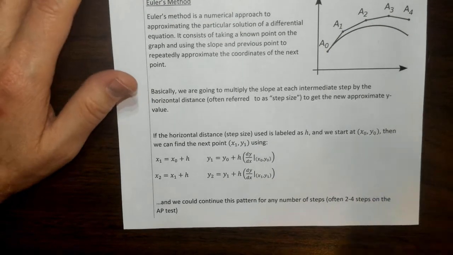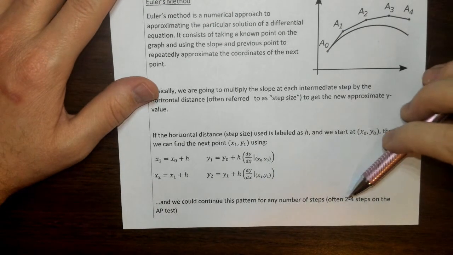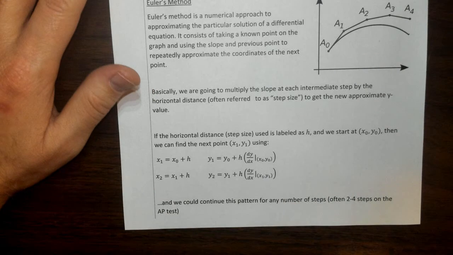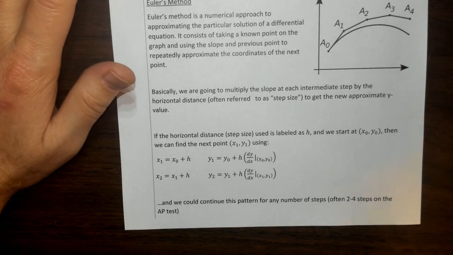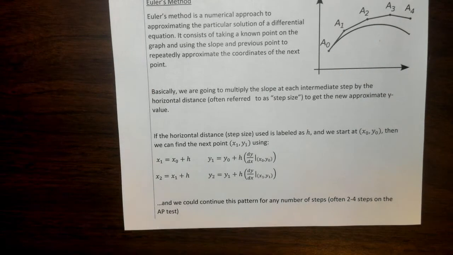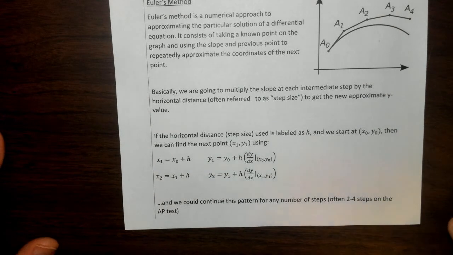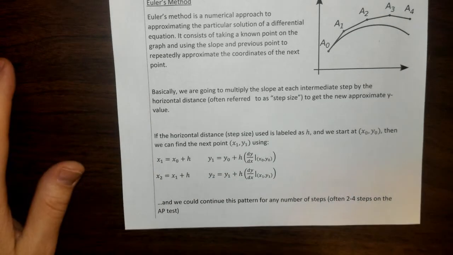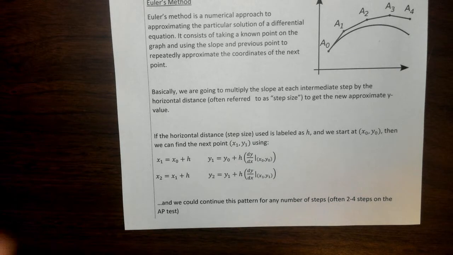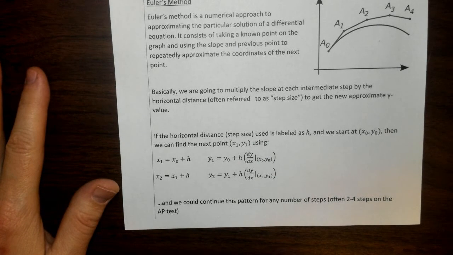Usually on the AP test, it's 2 to 4 steps. Often 2, honestly. Often these are pretty short. They're actually not that bad. Our textbook, I actually don't like the questions in our textbook because they often do them as 10 steps. And it's like, oh my god, it's so tedious. So much more than what's actually needed.